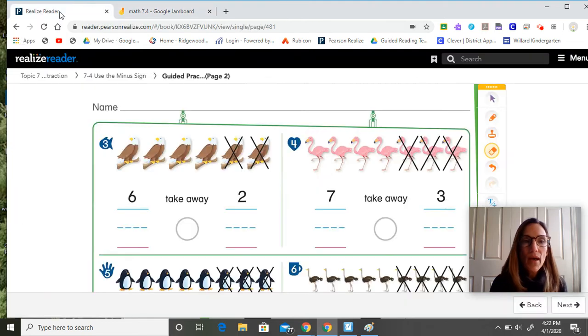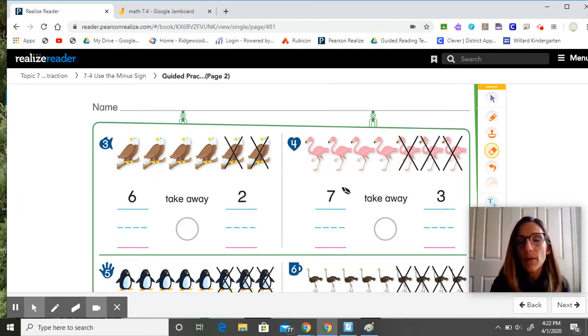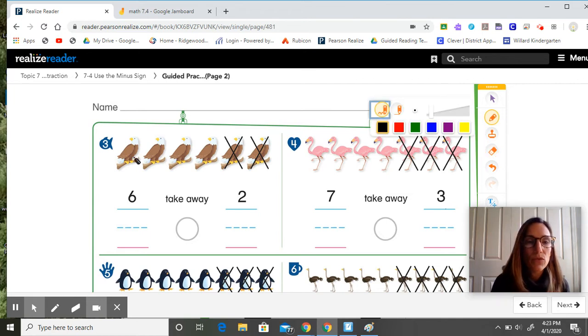So when you go ahead and do your independent practice work today, it will look something like this. It will have a picture, looks like a subtraction picture. It will have it in words, and then you will have to write it using the minus sign. So it would be something like this. So you count just to make sure. 1, 2, 3, 4, 5.